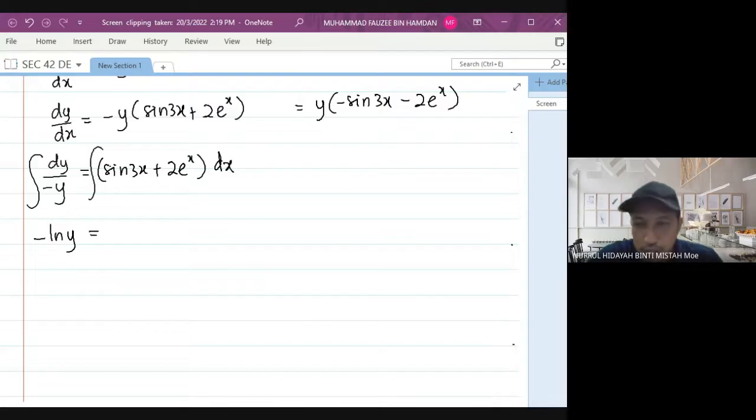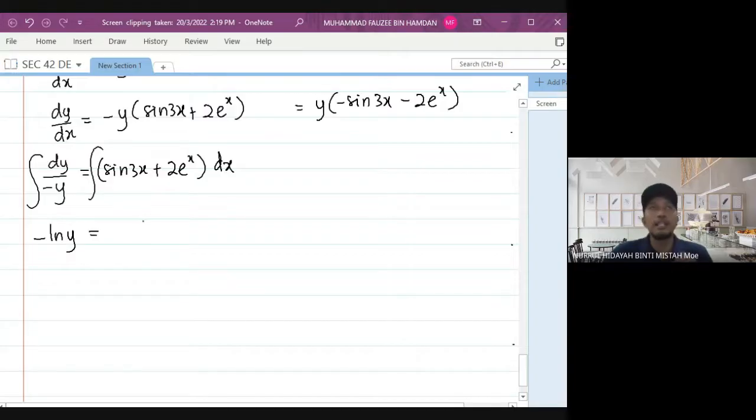Oh, lajunya terror. Siapa tu, Najib? Terror betul Najib. Power. Integrate sine 3x, dapat apa? Nanti compare Najib jawapan ni. Tak ada siapa ke nak jawab? Negatif. Okay, bagus. Okay, Nur Hamiza, hati-hati.